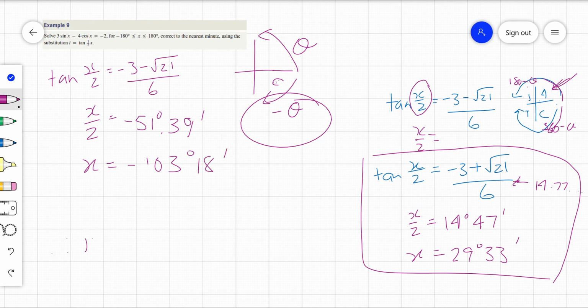So therefore I want those two answers. I want the 29 degrees, 33 minutes, and I also want the negative one, and I'll just check, is it in that domain? Yes, it happens to be in that domain. Alright, so there's a bit there. If you need me to redo that one, let me know.